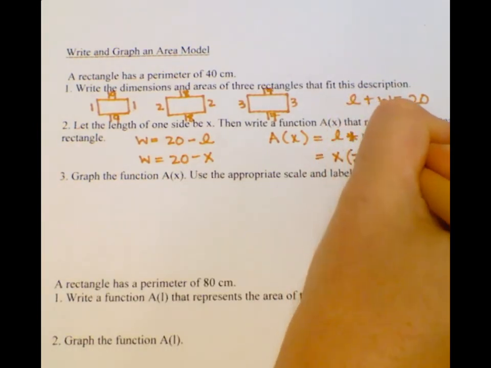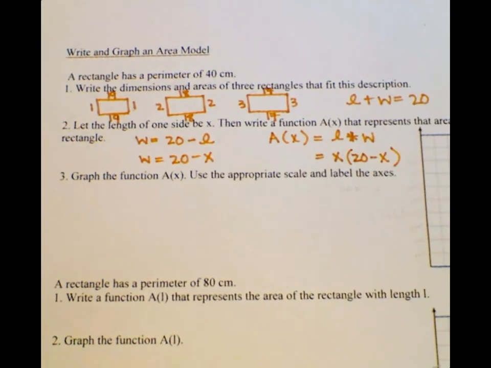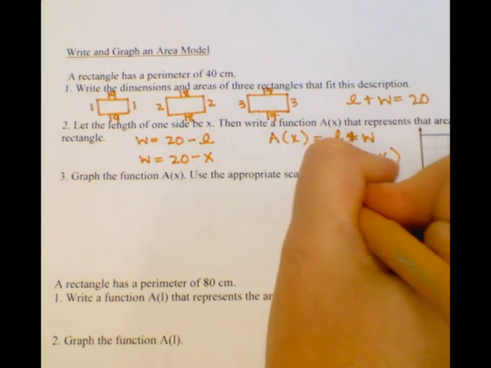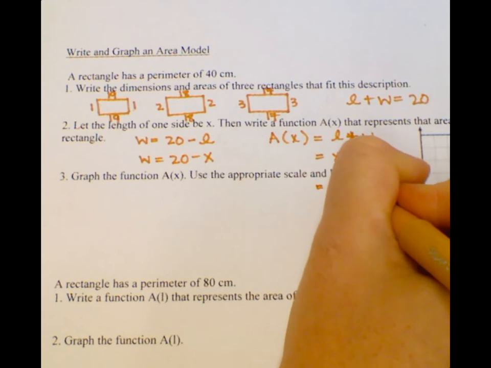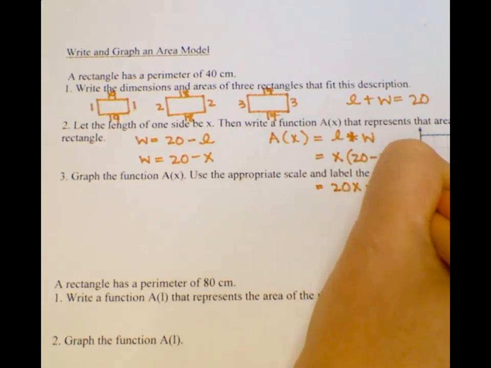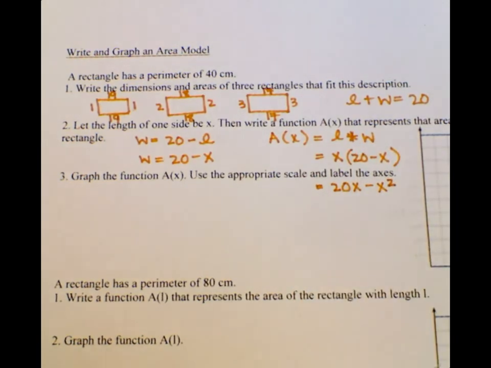20 minus x. Now let's do the distributive property. x times 20 is 20x. x times negative x is negative x squared. All right, there it is. There's our equation for area. So now we're going to graph it.